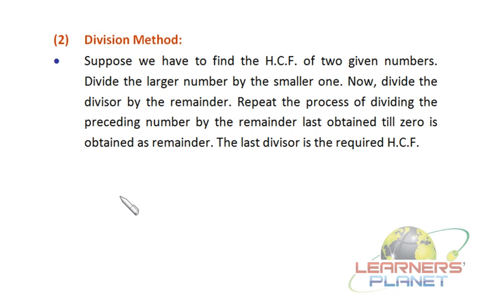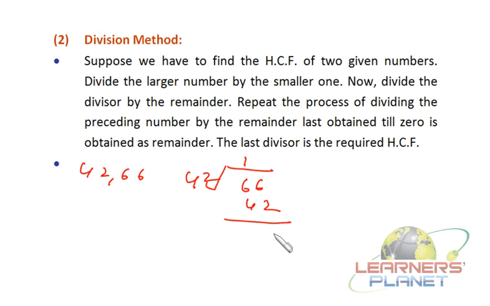Let me elaborate it by taking an example. Suppose I have to find out the HCF of 42 and 66. Now I have to take the bigger number as the dividend and the smaller number as the divisor. So I have here 66 and here 42. Now 42 ones are 42, 6 minus 2 is 4, and 6 minus 4 is 2. Now I have got 24 as remainder.